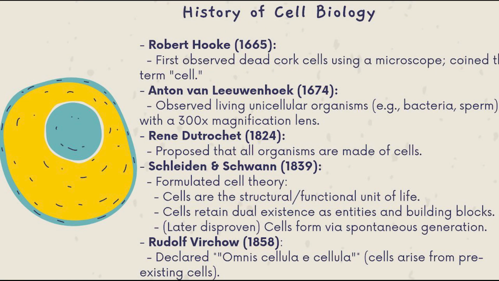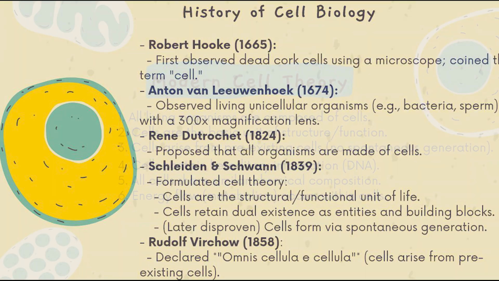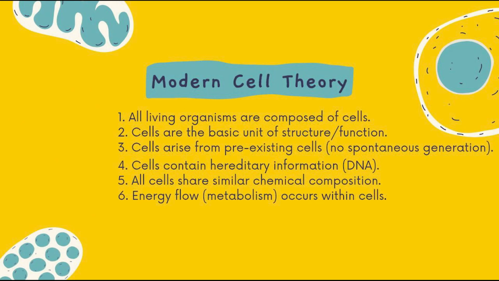First, let's learn how scientists discovered cells. In 1665, Robert Hooke saw tiny boxes in cork and named them cells. In 1674, Antony van Leeuwenhoek used a strong microscope to see living cells like bacteria. In 1839, Schleiden and Schwann said all living things are made of cells. In 1858, Rudolf Virchow corrected a mistake and proved cells come only from existing cells. No magic. Today we follow 6 rules of cell theory.